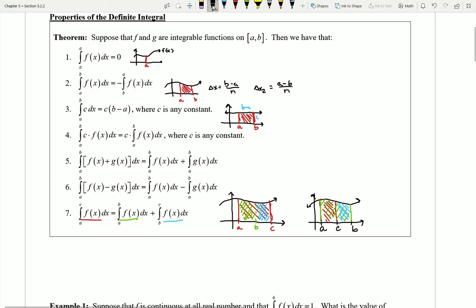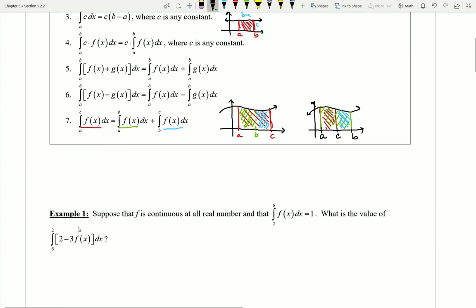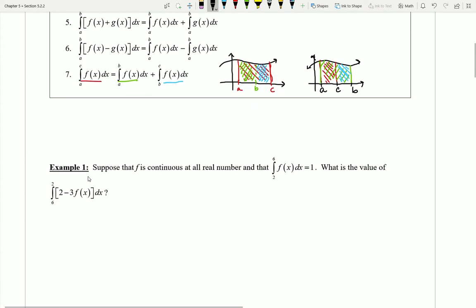So now that we've taken a look at all these different properties and tried to understand a little bit about what each of them says, let's try to put them to use in a specific example. Let's take a look here at example number 1.